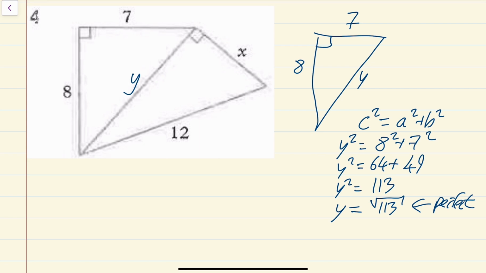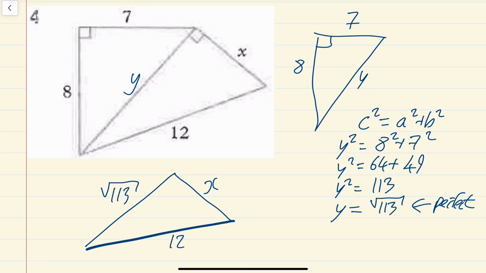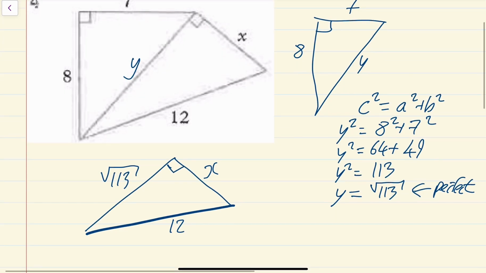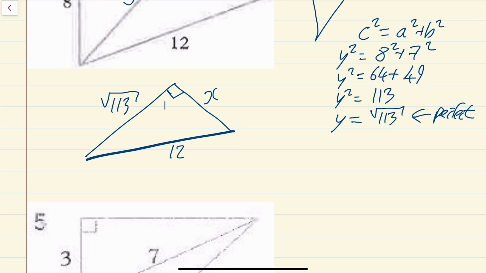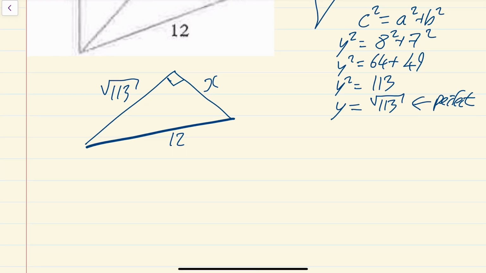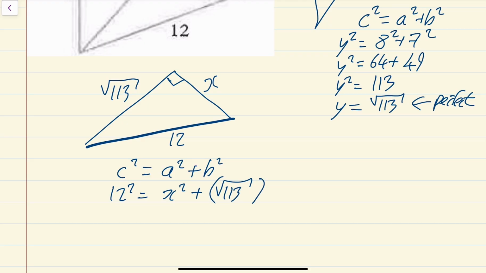Now if we look at this second triangle here, you've got your y, and then you've got your x. Your y was the square root of 113, and the hypotenuse was equal to 12. So now if we look at it, remember, we'll start with the hypotenuse. So c squared equals a squared plus b squared. So the hypotenuse in this case is 12 squared. And then we have our x squared plus the square root of 113 squared.